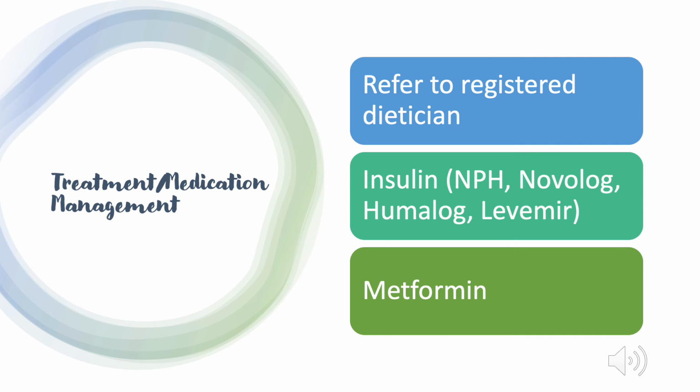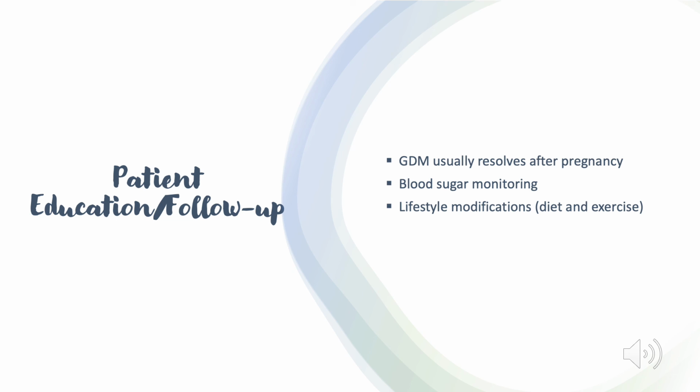Treatment, medication, and management for gestational diabetes include referring the patient to a registered dietitian, insulin, including NPH, Novolog, Humalog, and Levemir, and lastly, metformin. If diagnosed with gestational diabetes, nutritional counseling by a registered dietitian requires individual adjustment to properly satisfy the patient's specific needs. Early detection of GDM is crucial to avoid maternal and gestational complications. Therefore, the goal in managing GDM is to normalize blood sugar levels.